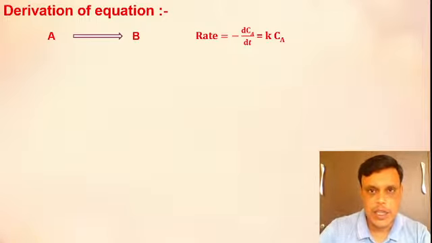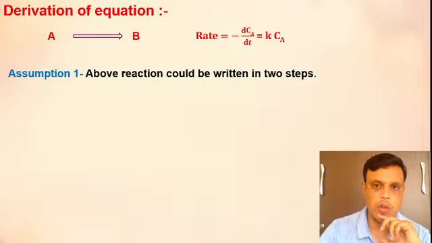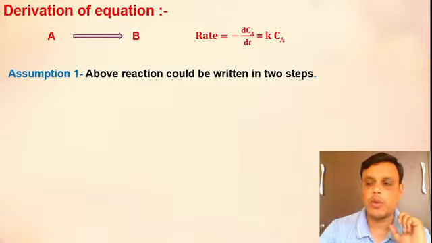Now rate is equal to minus dCA by dt. The minus sign indicates that the concentration of reactants decreases. CA is nothing but the concentration of reactant A, which is equal to kCA, where k is called the rate constant. Now there are some assumptions according to the Van't Hoff isochore or Van't Hoff rule. So we have to apply those assumptions while deriving the equation.